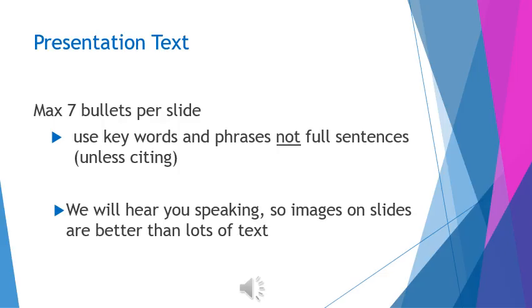So the general rule with presentation text is you should have a maximum of no more than 7 bullets per slide, preferably less than that. Again, you want your audience to listen to you and not be trying to read at the same time. Their attention gets split if they're looking at 2 different things. Your bullets should also be really short keywords and phrases. Do not put them in full sentences. Do not put full paragraphs, please, unless you are citing a source directly and you need to put a full sentence.